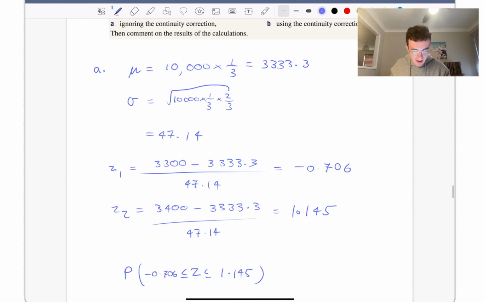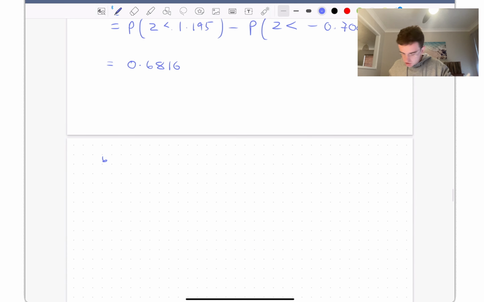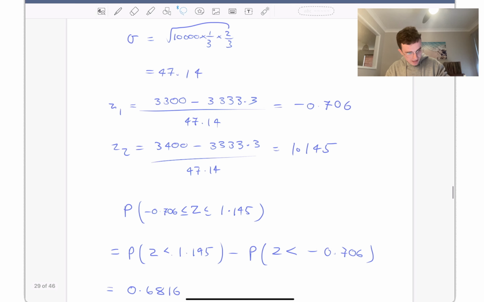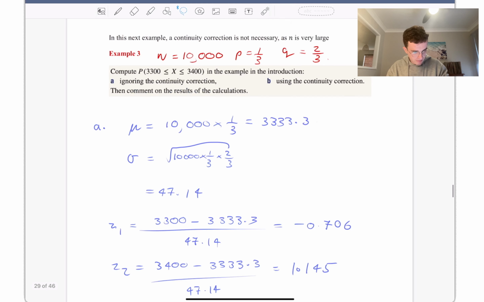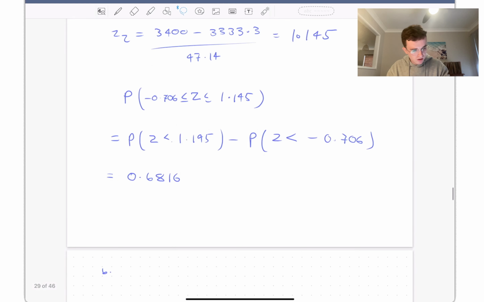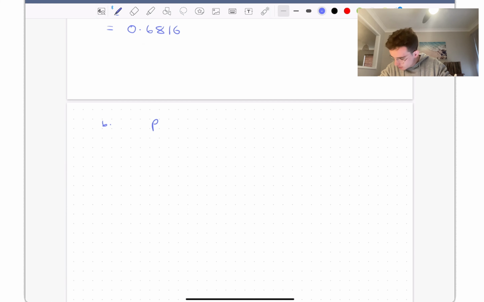Okay, now part B, we're going to do the continuity correction. So we're going 0.5 above and below. So we were looking at being between 3,300 and 3,400. So now we're going to be between 3299.5 is less than or equal to x is less than or equal to 3,400.5. So we've gone 0.5 above and below.